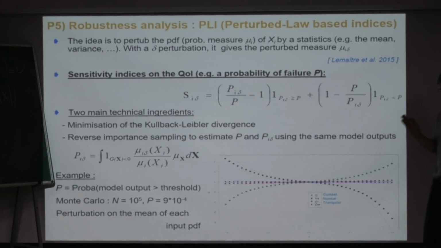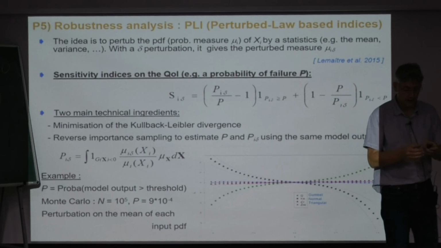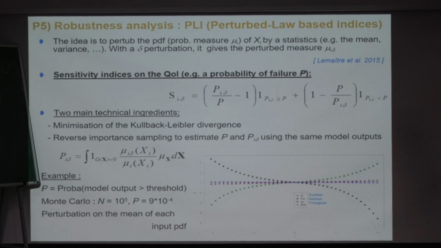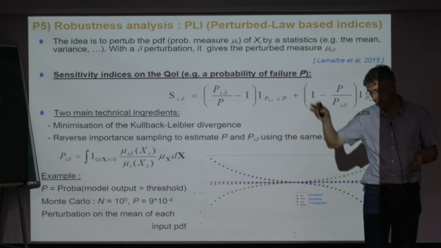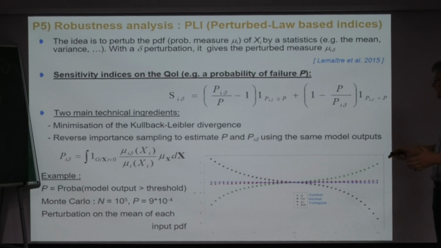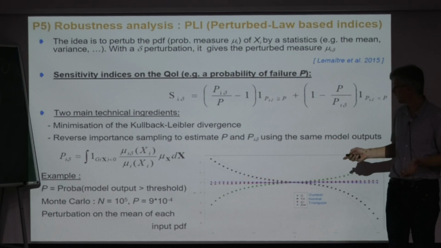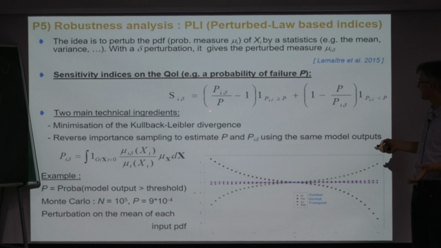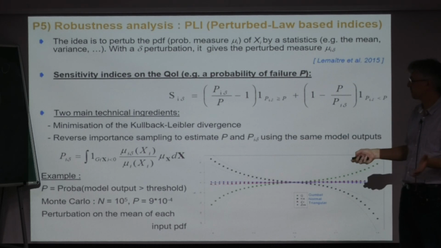I'm not sure about my initial PDF, and in this case, I want to compute the probability of failure. P, the probability that my output is larger than a critical threshold. So P is my initial probability. I have computed it with a Monte Carlo scheme, for example. And now, what I need is to compute the perturbed probability, the probability knowing that one of the inputs is not good, has been perturbed.